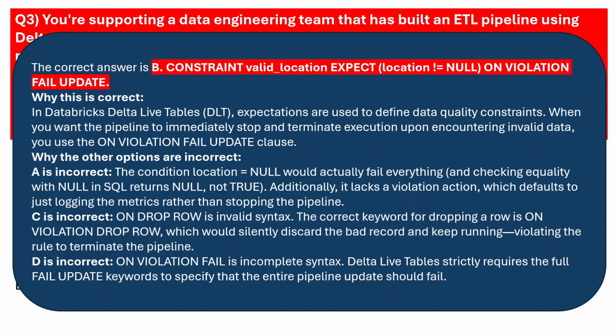C is incorrect. ON DROP ROW is invalid syntax. The correct keyword for dropping a row is ON VIOLATION DROP ROW, which would silently discard the bad record and keep running, violating the rule to terminate the pipeline. D is incorrect. ON VIOLATION FAIL is incomplete syntax. Delta Live Tables strictly requires the full FAIL UPDATE keywords to specify that the entire pipeline update should fail.